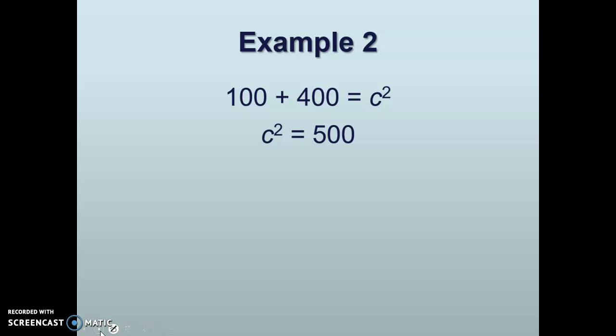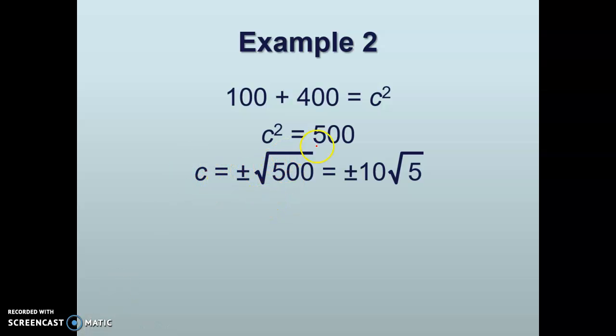To get the c by itself, we're going to take the square root of both sides. So we get c equals plus or minus the square root of 500. We can simplify that by using perfect squares. 500 is just 100 times 5, which is the same thing as the square root of 100 times the square root of 5, and the square root of 100 is 10. So we get plus or minus 10 times the square root of 5.